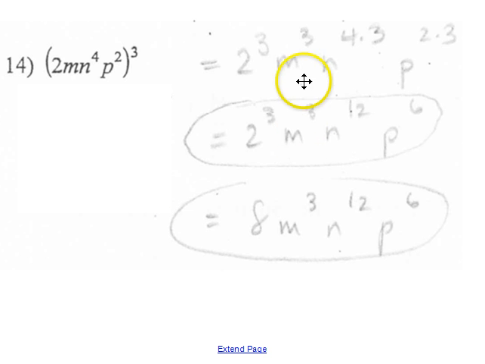We've got 2 to the third, m to the third staying the same. 4 times 3 is 12, 2 times 3 is 6. This is a perfectly acceptable answer, but you really ought to know 2 times 2 times 2 is 8. And this is a more finished and more polished answer here. And that's what I think you should be shooting for.